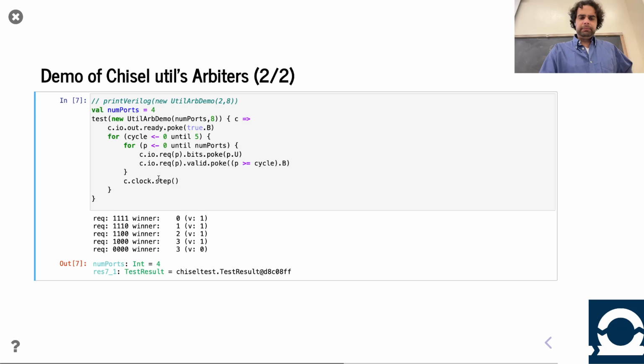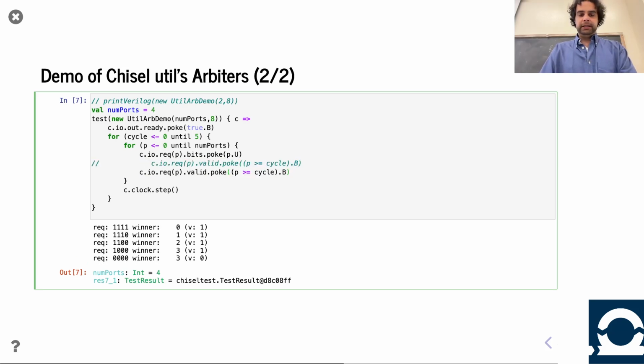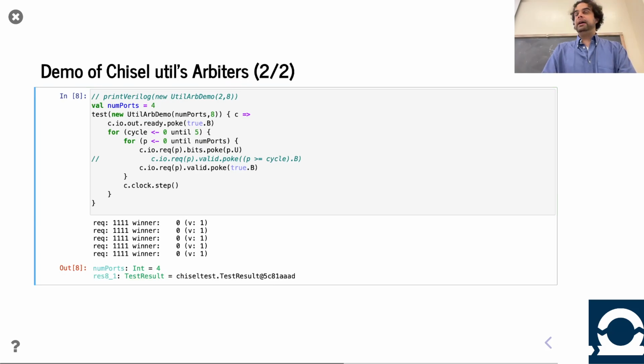Let's play around with it a little bit. Yes, go ahead. Yeah, I'll come back to locking in a second. Before we do locking, I'm going to do round robin and work our way back there. So for now, just turn them all on. You see, fixed priority, port 0 always wins.